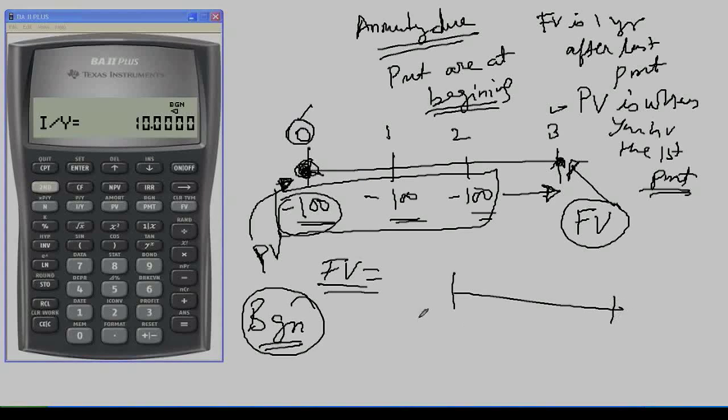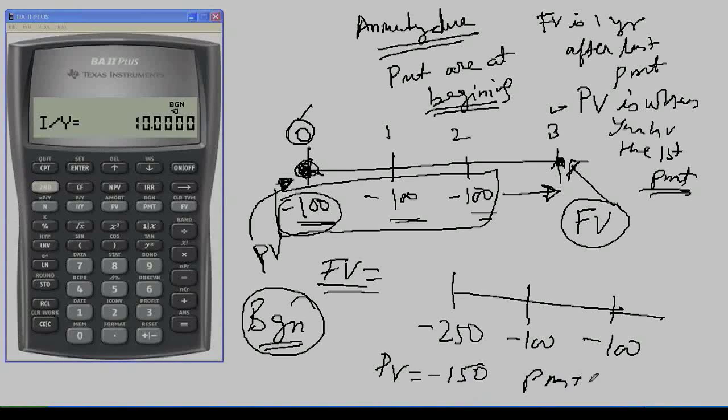Instead of this, if you invest minus 250 in the first year, then minus 100, and then minus 100, then PV will be taken as minus 150 and PMT will be taken as minus 100. The same logic which we saw in the case of future value for the ordinary annuity, right? So PV will be taken as 0, PMT will be taken as minus 100. We have to compute the future value. How much is it? We'll store it.